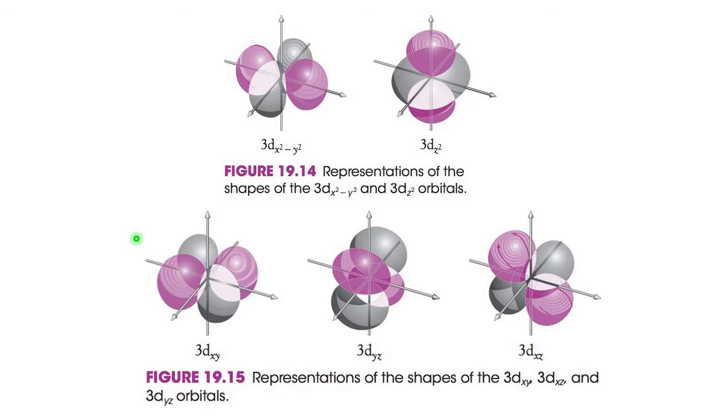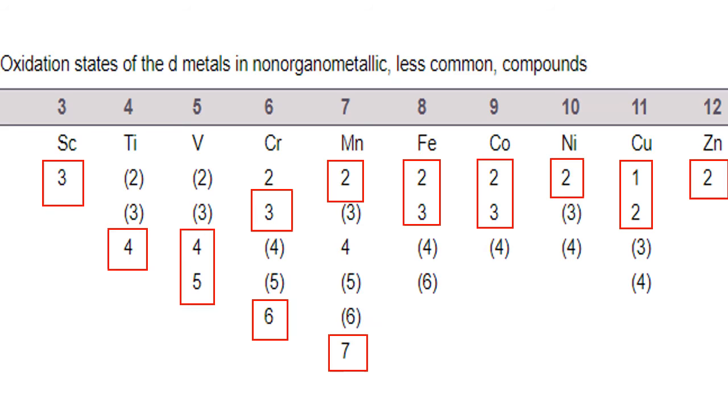They play practically no role in main group elements. P-block and S-block elements do not have electrons in the 3D valence shell. Here we have electrons in a valence shell. So that's what we'll be looking at.